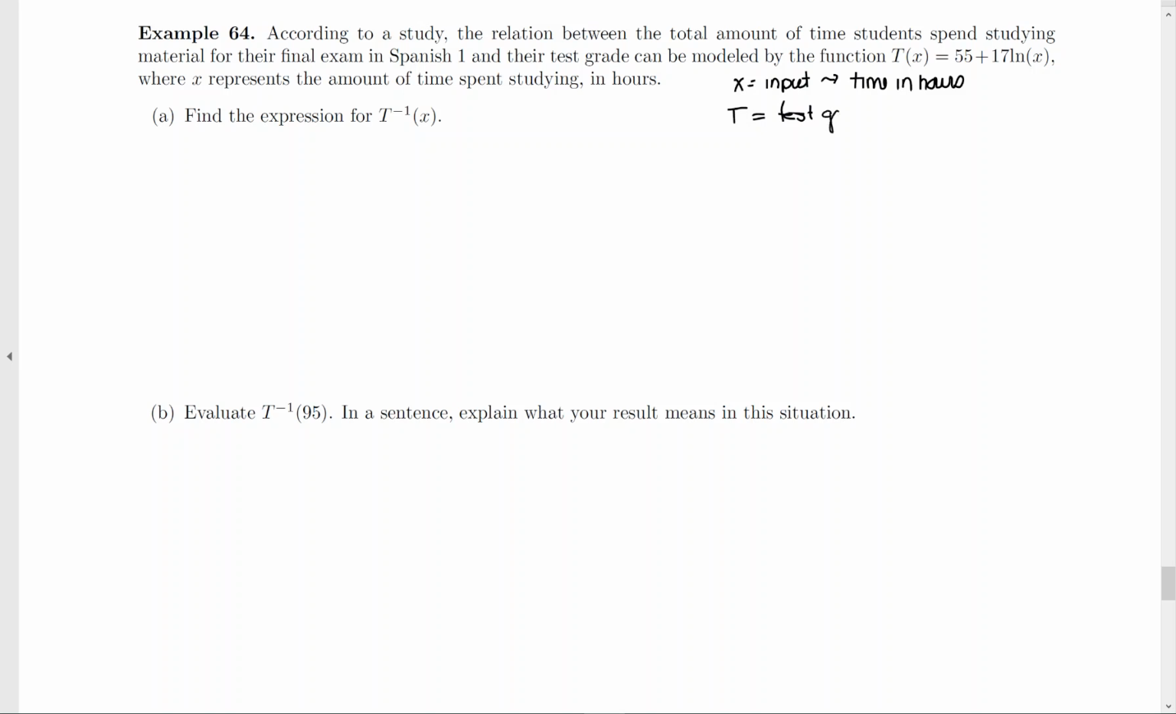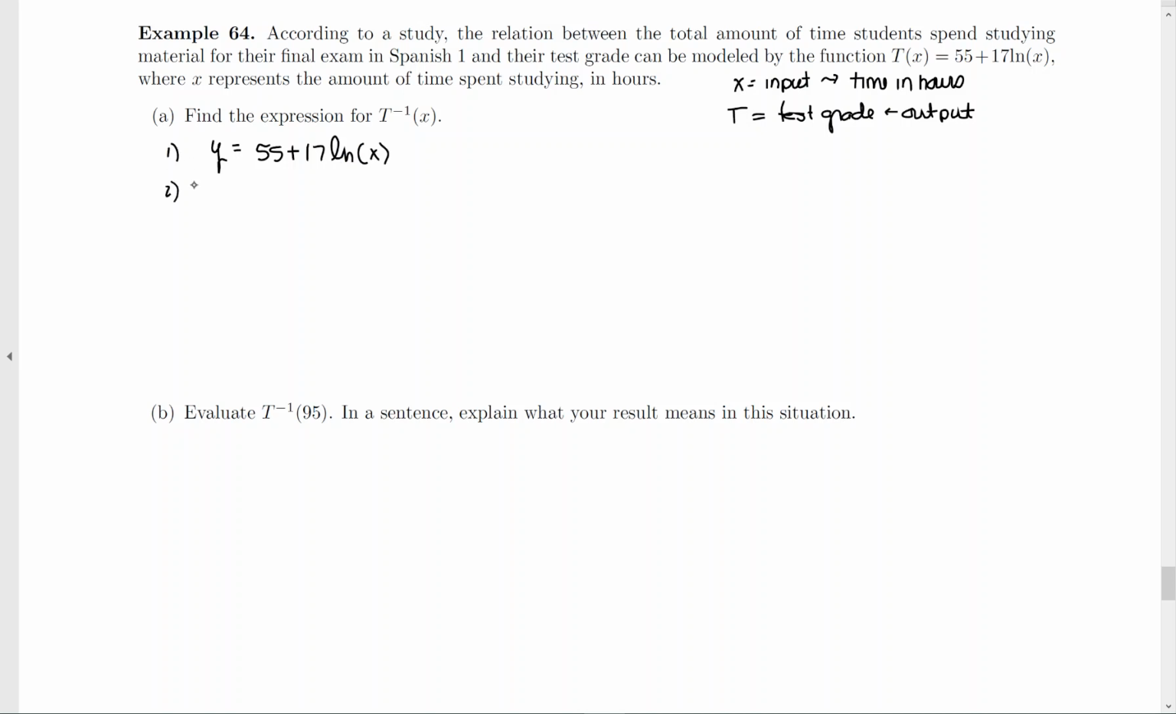Now, the reason I want to know all of this information is because when I find the inverse function, these are going to swap around. The input and the output are going to swap. Our test grade is our output. All right, so find the expression T inverse of x. So we're going to go through our steps. Change T of x to y equals 55 plus 17 natural log of x.